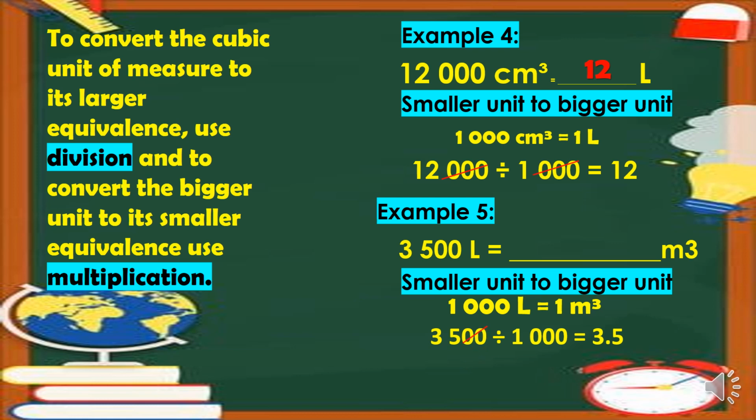Or we can also use cancellation. So we have to cancel. So that means 35 divided by 10 is equivalent to 3.5. So that means 3,500 liters is equivalent to 3.5 cubic meter.